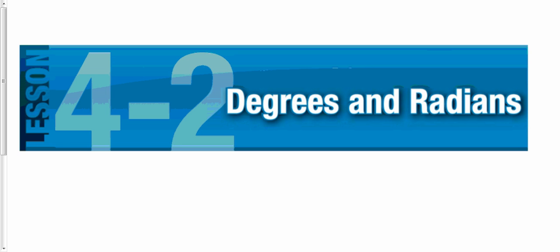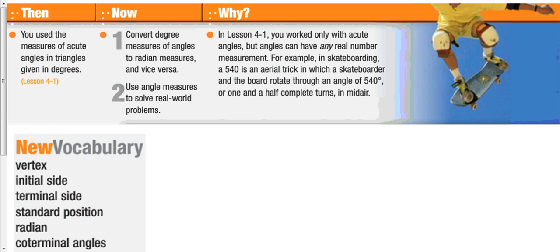4-2, degrees and radians. Okay, so previously in 4-1, we used measures of acute angles and triangles given degrees. So now in this section 4-2, we're going to convert degree measures of angles into radians, and then vice versa, the opposite. We're going to convert radian measures to degrees. And then in the second section, we're going to use angle measures to solve real-world problems. Why do we do this?